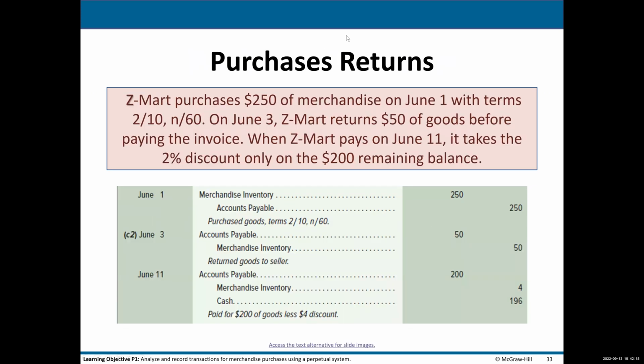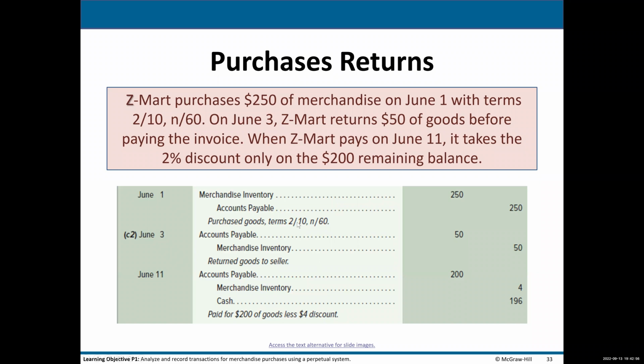Now let's go over this. Z-Mart purchases $250 of merchandise on June 1 with terms 2/10 net 60. Okay, so let's go ahead and record that. Oh, you bought on June 1, you purchased inventory 250. So debit, merchandise inventory 250. Credit, accounts payable 250. And it's with terms 2/10 net 60.